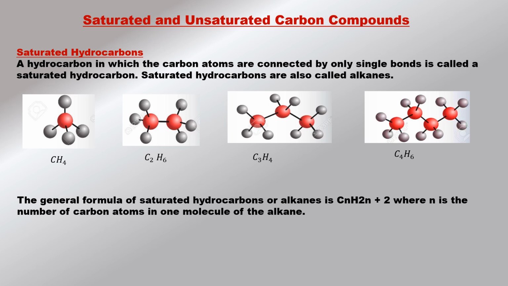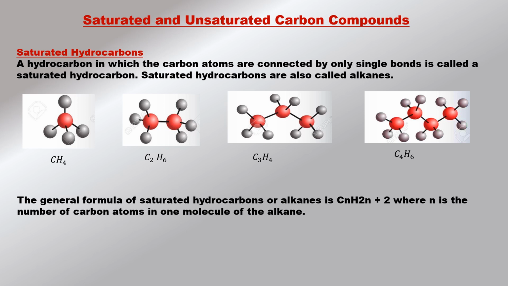Thus, the hydrocarbons methane, ethane, propane and butane form a series of compounds known as alkanes. The general formula of saturated hydrocarbons or alkanes is CnH2n+2, where n is the number of carbon atoms in one molecule of the alkane.